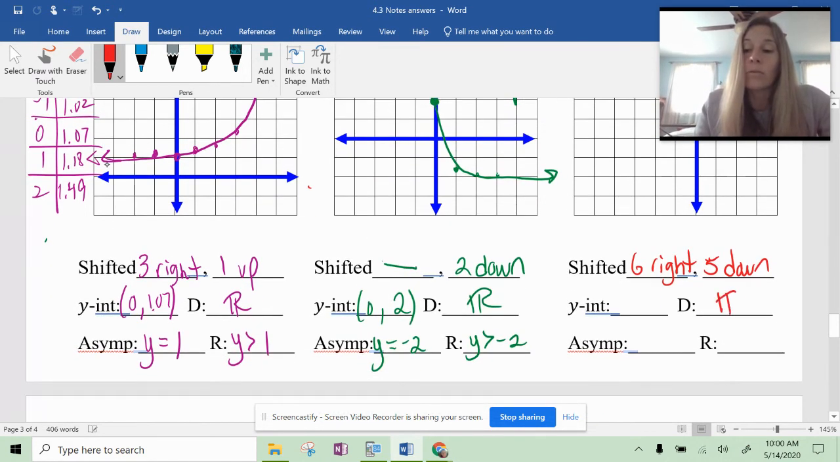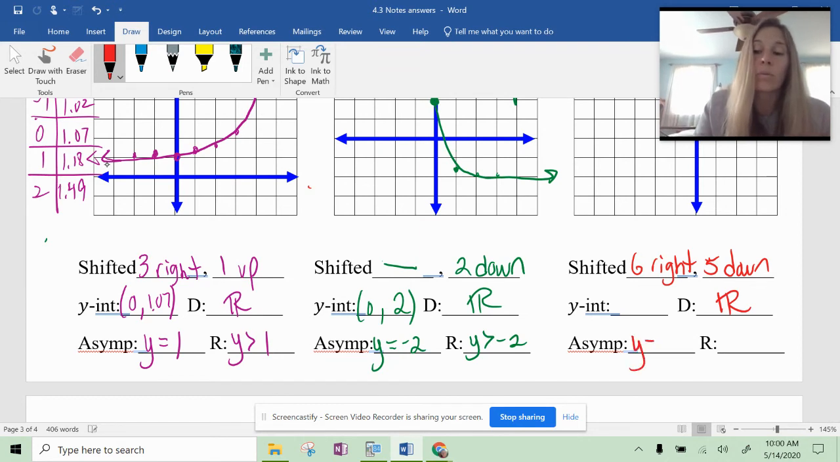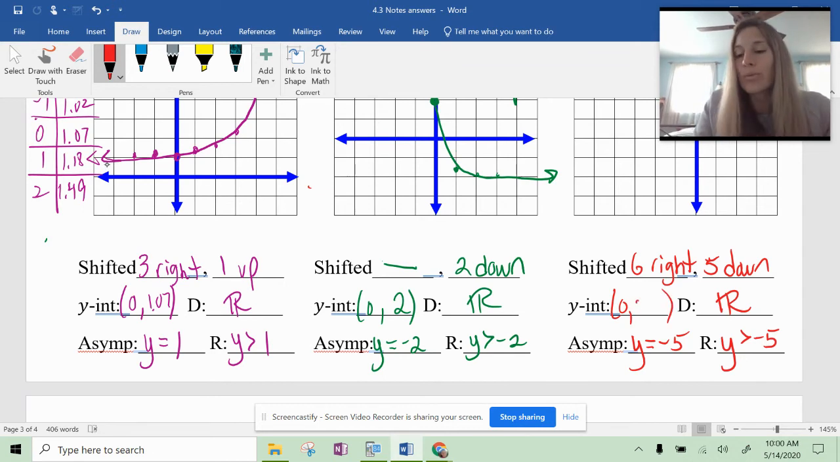Domain is always all real numbers. Our asymptote is y equals that k value, which is -5. Our range is going to be y is greater than -5 since the a value is positive. And then our intercept will be what we get when we plug in 0. And I believe it's approximately -5. And the reason I would do the squiggle is because I think it's actually like -4.9999 or something like that.